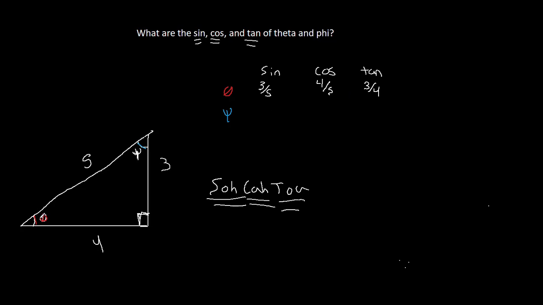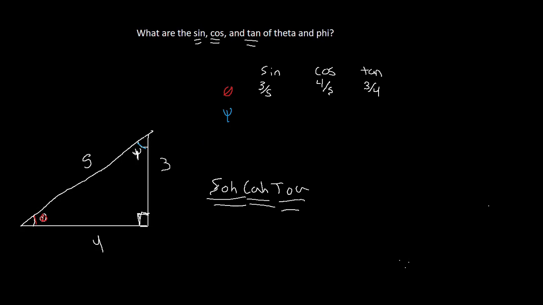Again, this was relative to theta, but we have a second angle. We have phi, right? Because the triangle has 3 angles. And in this case, because it's a right triangle, we have this 90-degree angle here. But we have 2 others. We already did theta. What about phi? What changes for phi? We're still going to use SOHCAHTOA, right? We haven't changed our definitions of sine, cosine, and tangent. We've just changed the angle that we're looking at. So we have phi here.